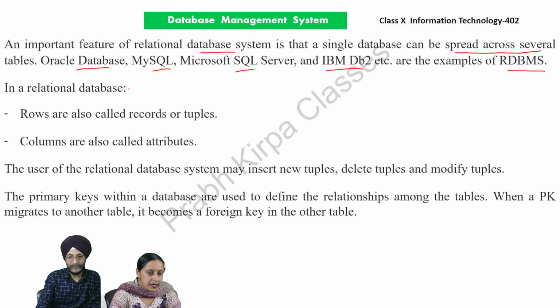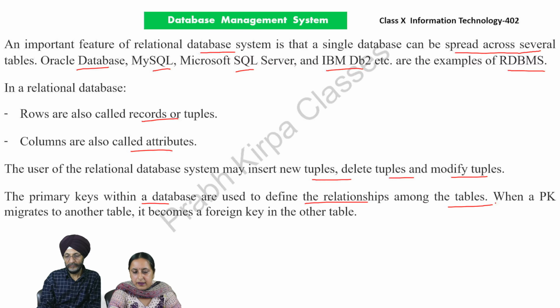In a relational database, rows are also called records or tuples. Columns are also called attributes. The user of the relational database system may insert new tuples, delete tuples, and modify tuples. The primary keys within a database are used to define the relationships among the tables. When a PK migrates to another table, it becomes a foreign key in the other table.